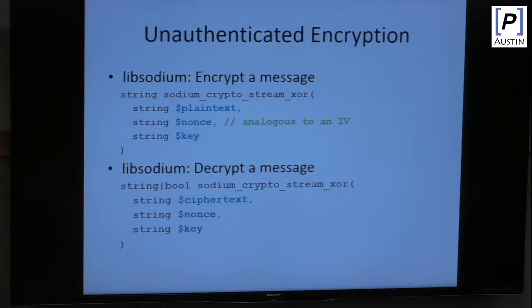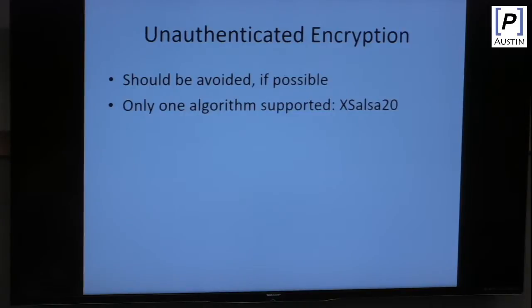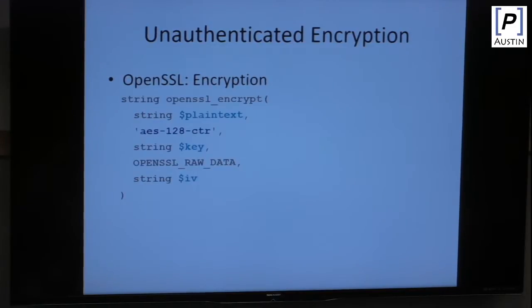Anyway, this is unauthenticated encryption, which one shouldn't really try to do, given the issues I showed in an earlier slide. But in this example, we use XSalsa20 as the cipher, the X being for extended nonce. So yes, you can do it with OpenSSL. You saw that OpenSSL raw data parameter, which you had in the other example too, and you need it, because otherwise the output will by default be hex encoded.